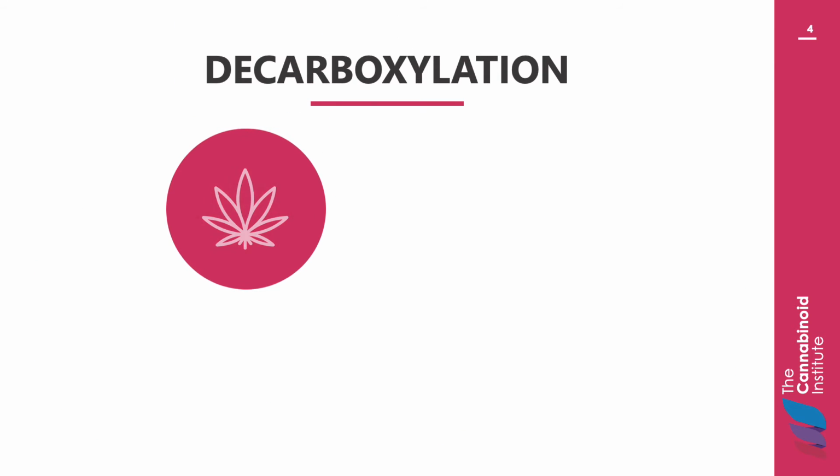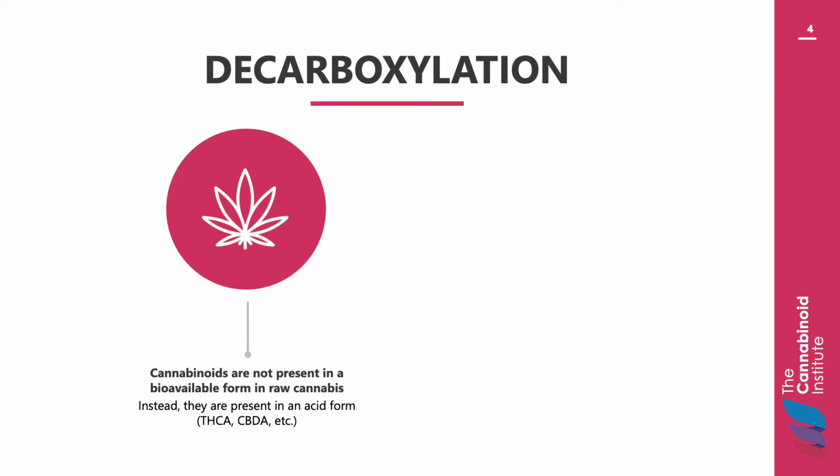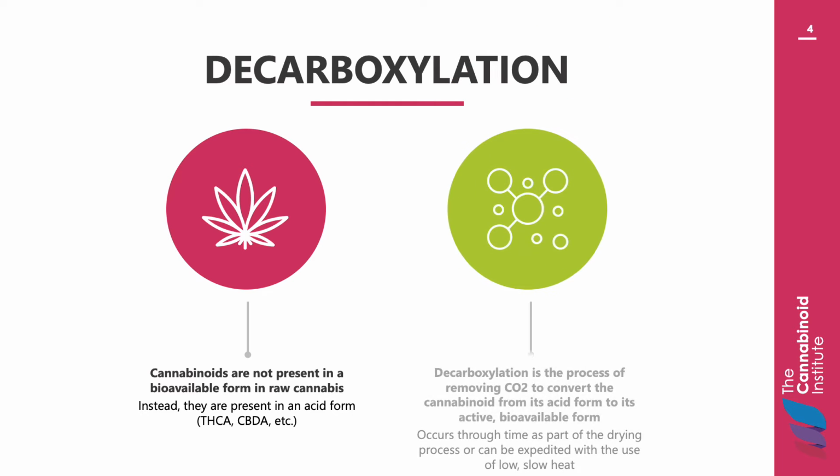The cannabinoids present in raw cannabis plants are not bioavailable to the human body. Instead, they are present in an acid form which requires decarboxylation to convert the cannabinoid into an active form which can then be utilized by the human body. Decarboxylation is the process of removing a carbon dioxide molecule, which activates the cannabinoid into an active form.